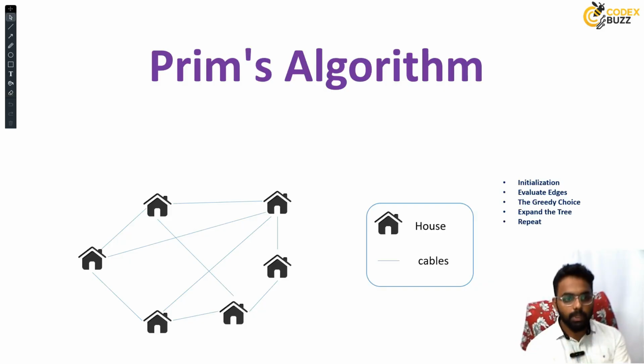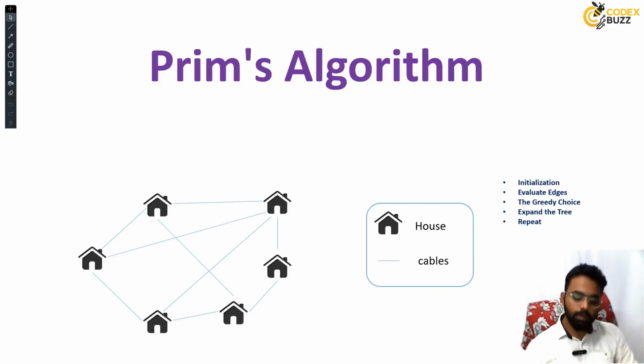So to solve Prim's algorithm, there are some simple steps of execution. Initialization: pick any starting node. It doesn't matter which node you choose. You can select any house, any node, and start from there. So you will get the same final result. Evaluate edges: look at all the edges that connect the visited nodes to the unvisited nodes, right? After that, you have to make a greedy choice. From those edges, select the one with the minimum weight, expand the tree, and mark the new node as visited. Repeat the process until every node in the graph has been visited.